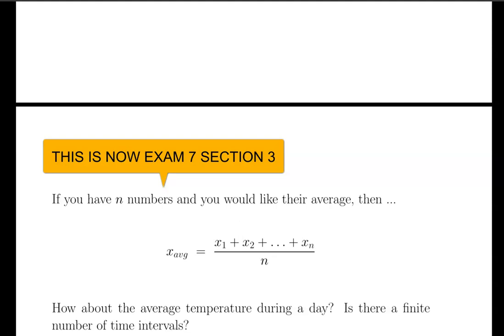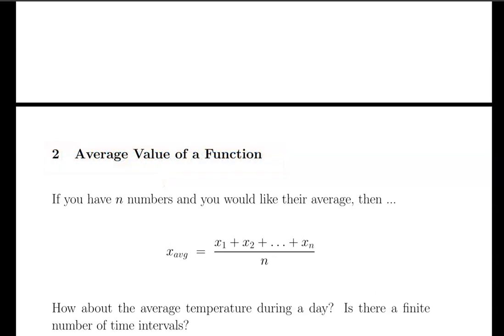Okay, so here's a little change of pace, nice little easy section, average value of a function. So clearly you guys know how to find averages, right? If I give you your 10 quiz scores and I ask you for your average, you add them up and divide by 10. So same basic idea here, but how do you find, let's say, something like the average temperature in a day where there's an infinite number of time intervals? Well, basically it's the same concept, right? You add them up and divide by how many you have.